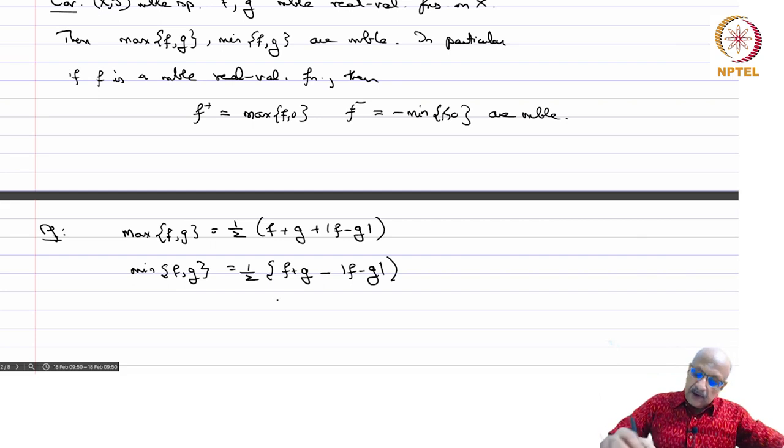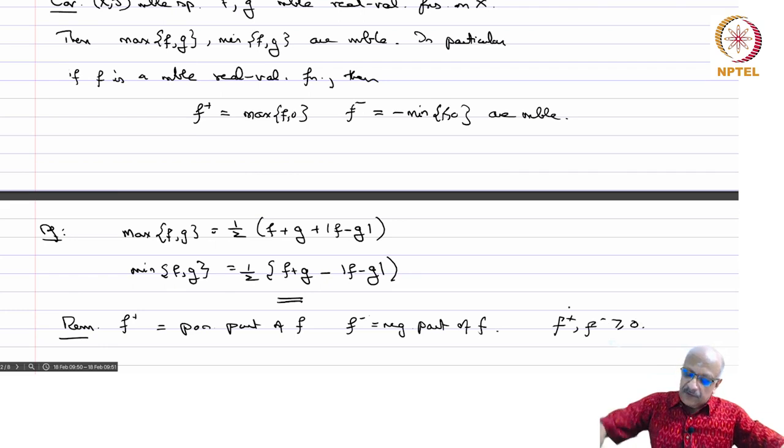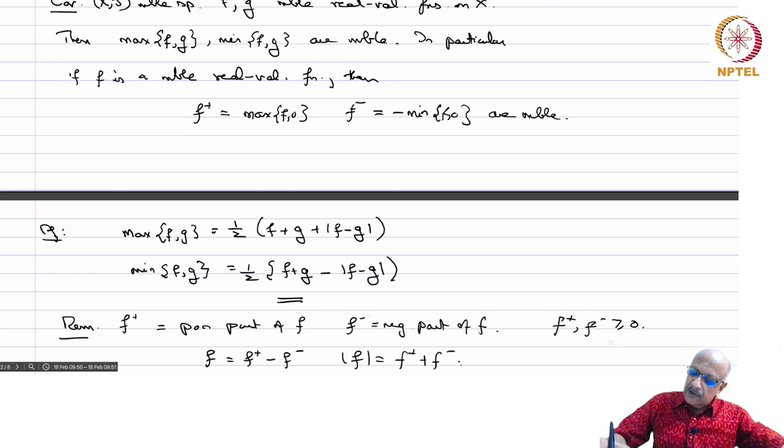Okay, so remark: f plus is called the positive part of f and f minus is called the negative part of f. Note that f plus and f minus are both non-negative functions. f can be written as f plus minus f minus, and |f| is nothing but f plus plus f minus.